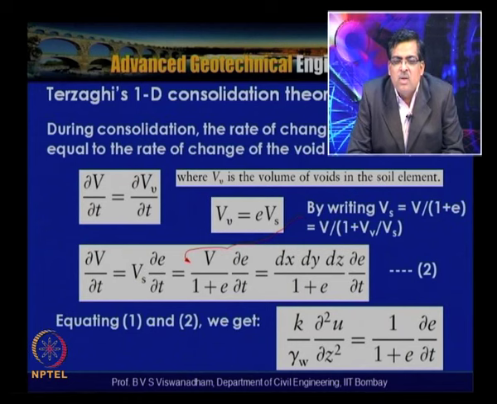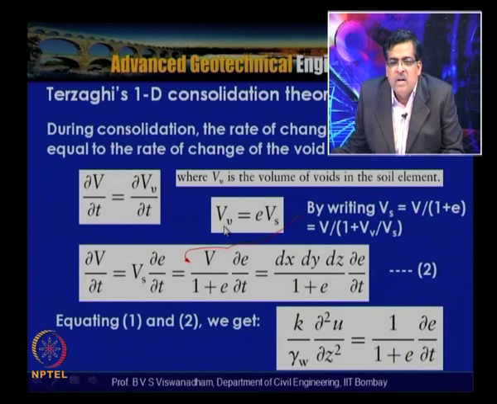Now we can write that equation in terms of ∂V/∂t. By differentiating this we get Vs into ∂e/∂t. So for ∂V/∂t, we substitute Vs into ∂e/∂t. Further, Vs is rearranged as Vs is equal to V by 1 plus e, where e is equal to Vv by Vs. So the volume of the solids is written in terms of V by 1 plus e into ∂e/∂t, and V is nothing but dx dy dz, so it is dx dy dz by 1 plus e into ∂e/∂t.